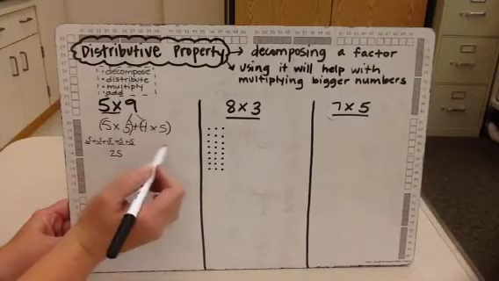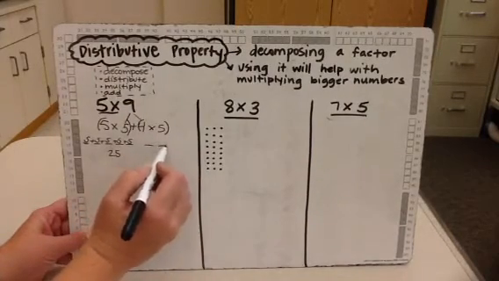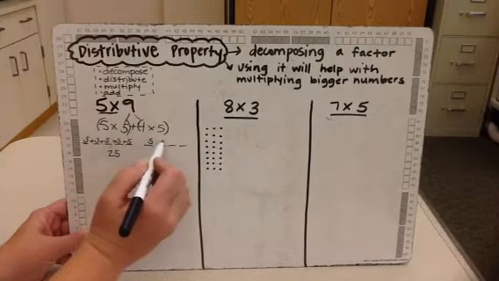Now I need to multiply over here as well. 4 times 5. So I'm going to make 4 groups of 5.